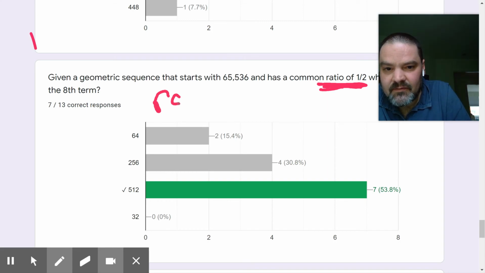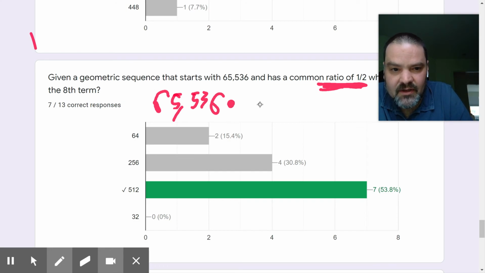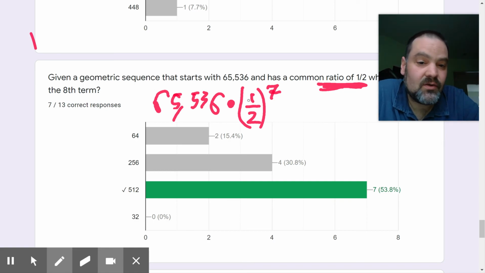So this is going to be 65,536 times 1/2 to the 8 minus 1, or the 7th power. Remember, it's 8 minus 1. Then again, you would put that in your calculator. So it's basically 2 to the 7th power that you end up dividing by.